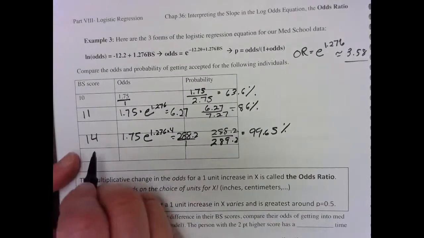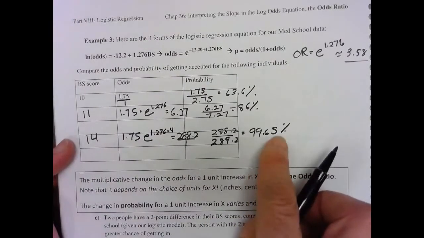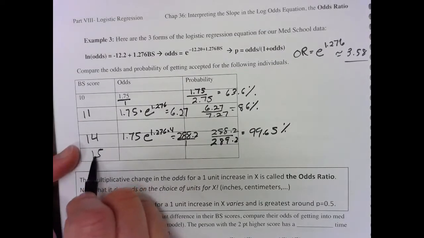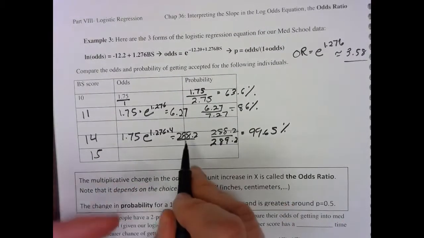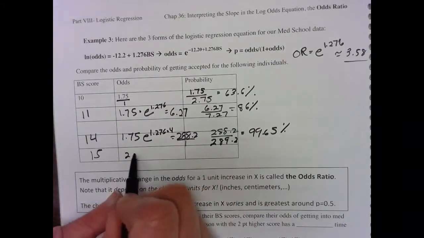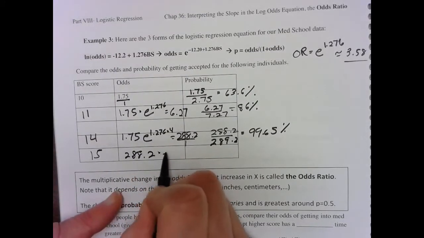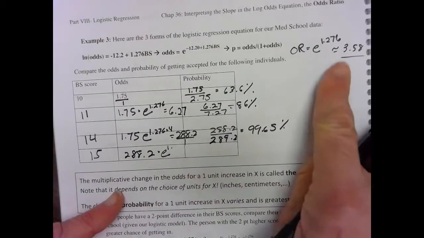So now you can see a 1 unit increase, no matter where you are in your biological science score, is going to multiply this 288.2 by that same e to the slope, which is about 3.58.